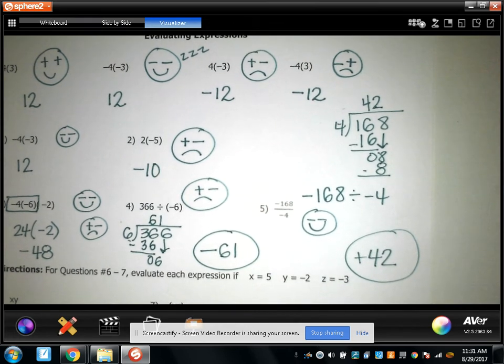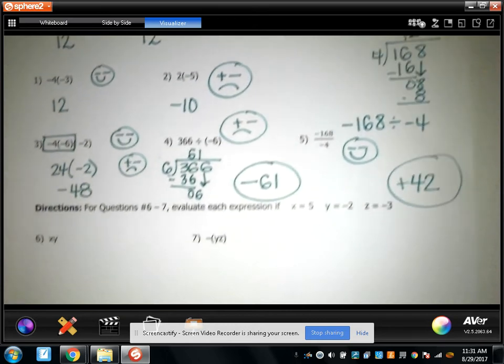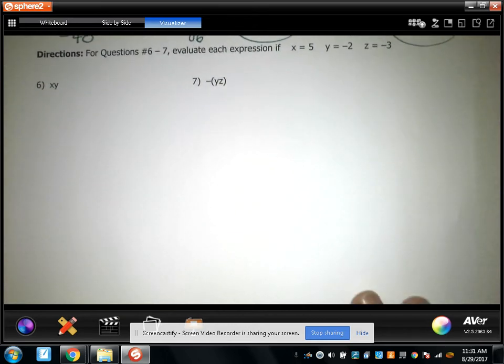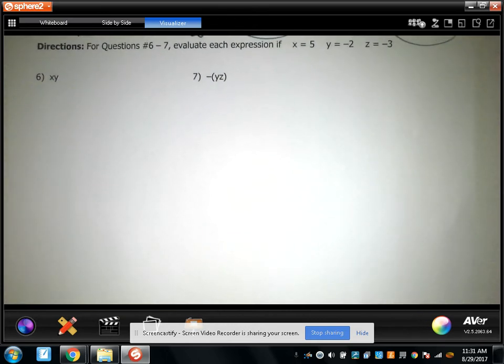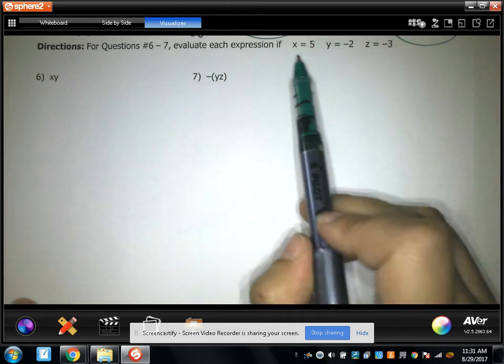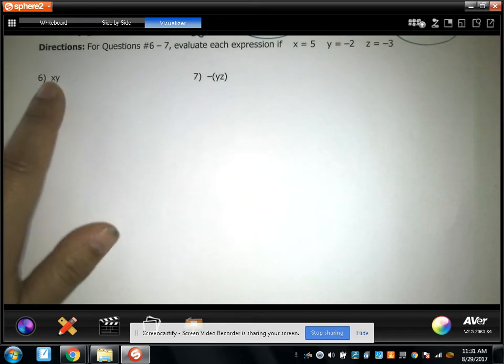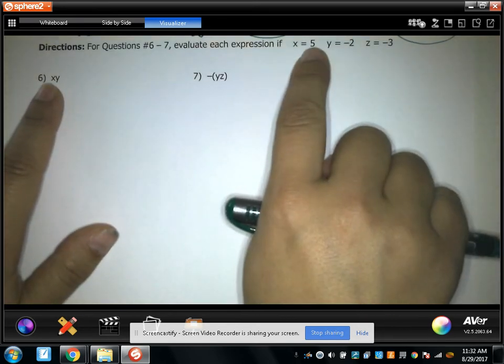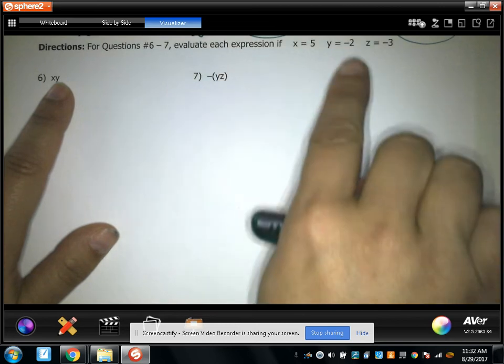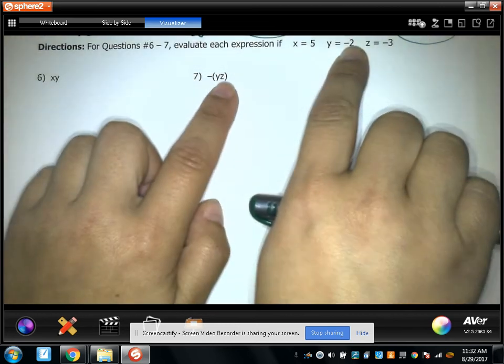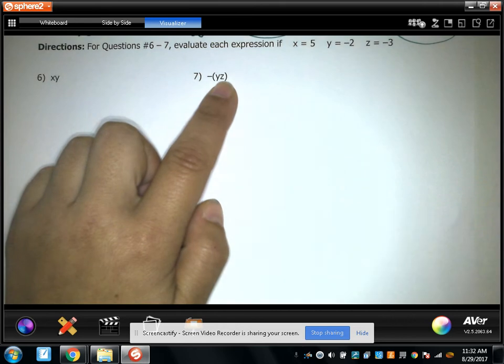All right. Now we're going to go on to evaluating. For questions 6 through 7, evaluate each expression. If x equals 5, y equals -2, z equals -3. These letters are actually called variables. And what this is asking you to do is whenever you see the letter x, plug in 5. Whenever you see the letter y, plug in -2. Whenever you see the letter z, plug in -3.